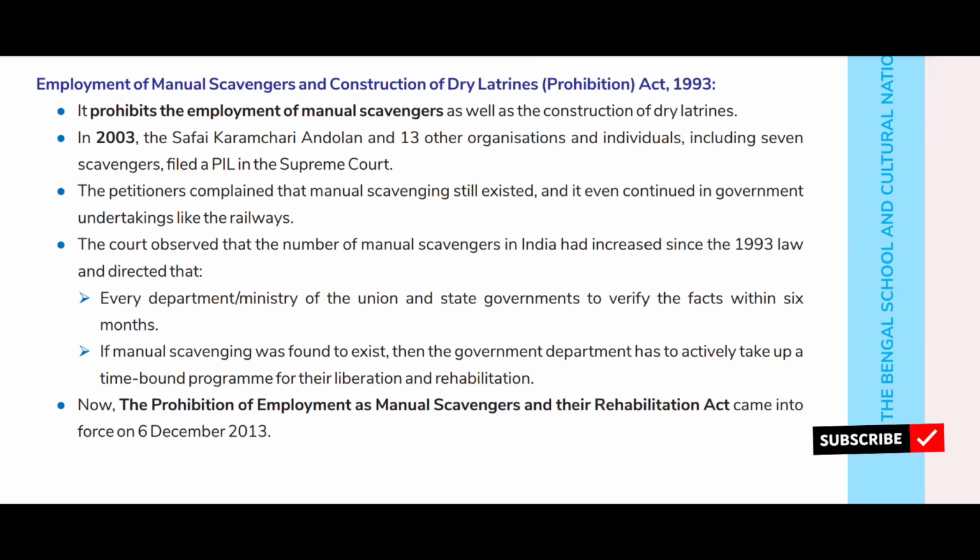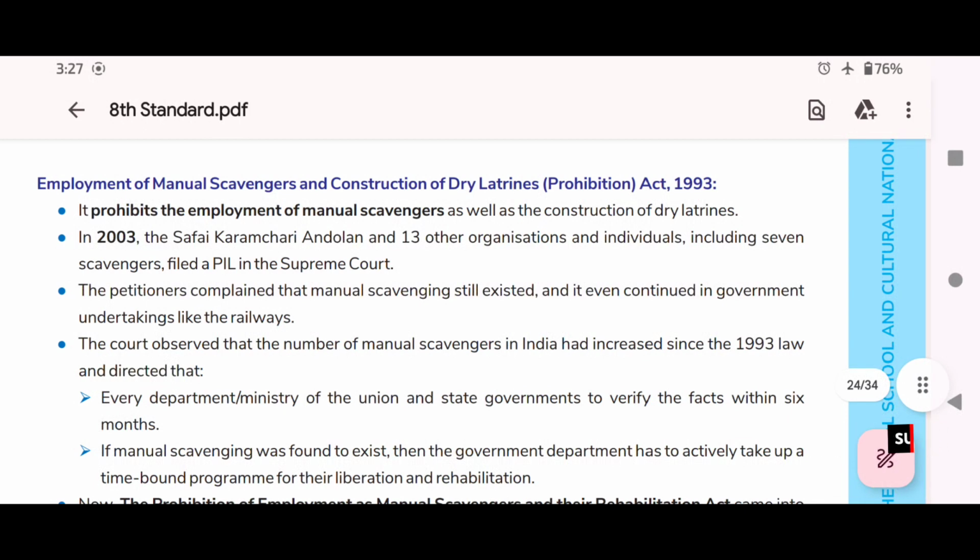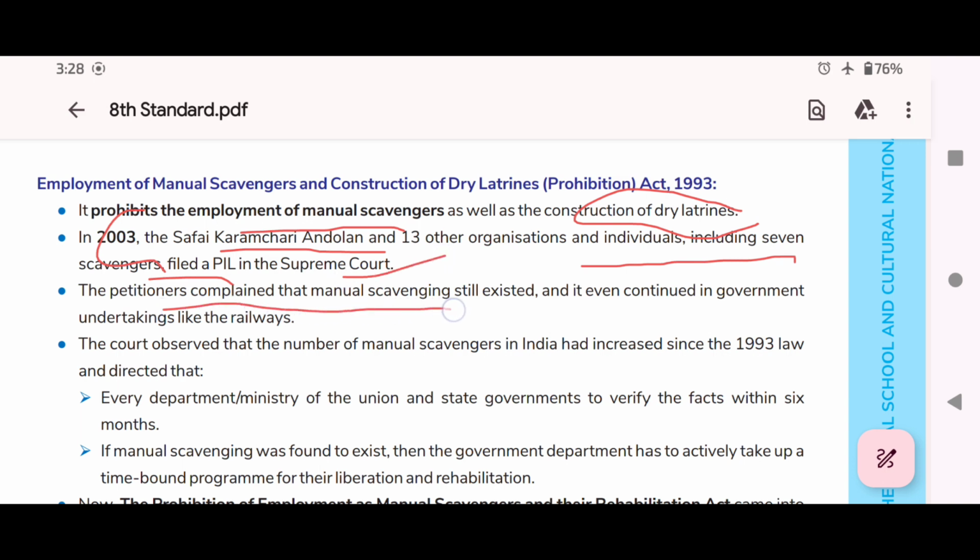Employment of Manual Scavengers and Construction of Dry Latrines Prohibition Act, 1993. It prohibits the employment of manual scavengers as well as the construction of dry latrines. In 2003, the Safai Karmachari Andolan and 13 other organizations and individuals, including 7 scavengers, filed a PIL in the Supreme Court.